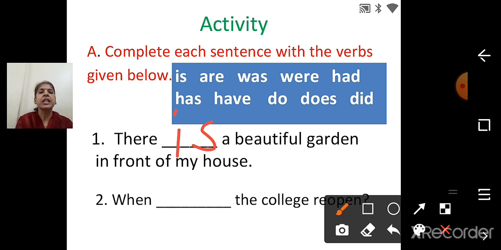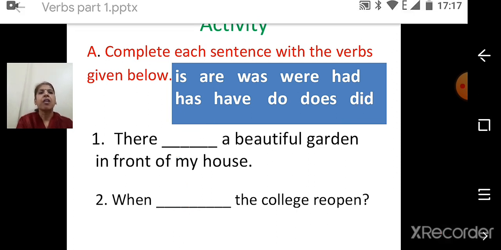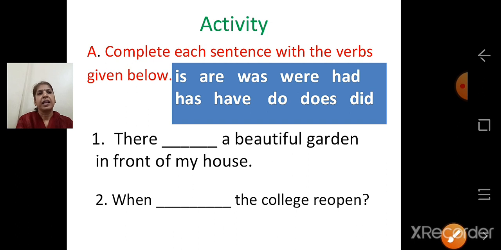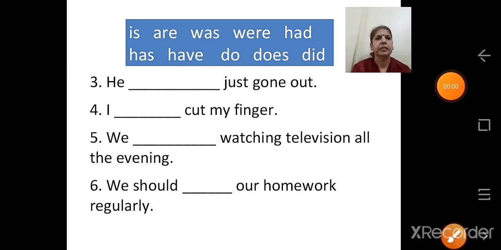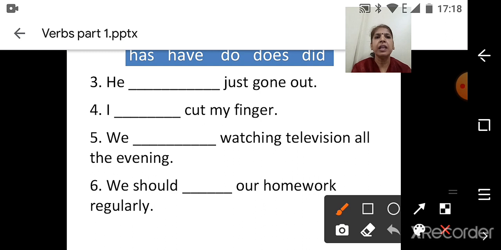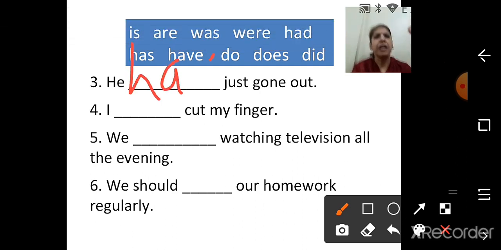When dash the college reopen? Which one will come, children? When did. So the answer is did. When did the college reopen? Next one: He dash just gone out. What will come? Yes children, try. He has. So what will we write here? Has. He has.